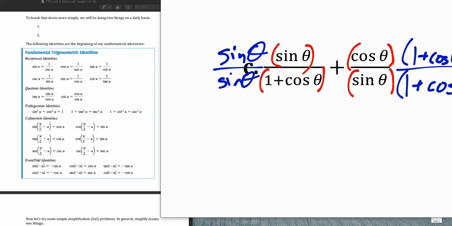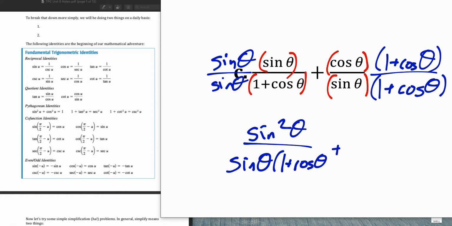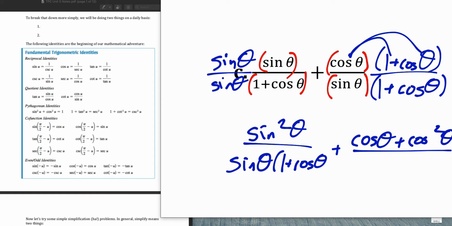Now, for the first fraction, sine times sine is going to give us sine squared. And the denominator, for now, let's just leave it as sine of theta times 1 plus cosine theta. For the other fraction, we have cosine times 1 plus cosine. When we distribute cosine, cosine times 1 is cosine, then cosine times cosine is cosine squared of theta. And similar to the previous one, we're going to leave the denominator as sine of theta times 1 plus cosine of theta.